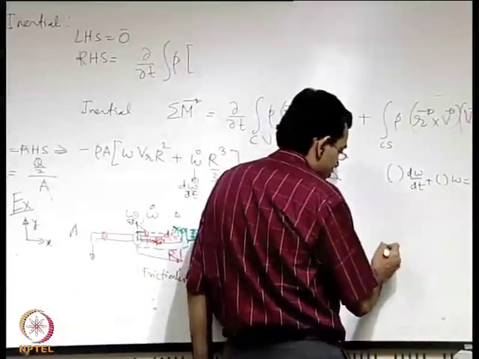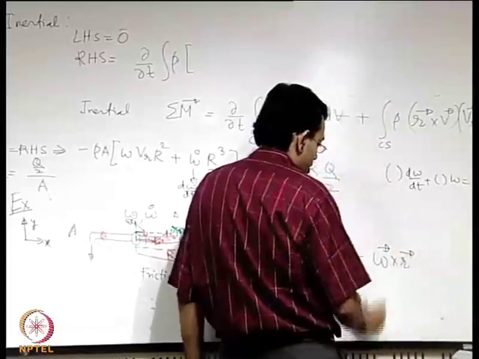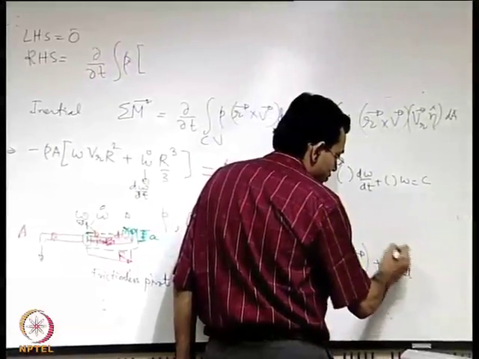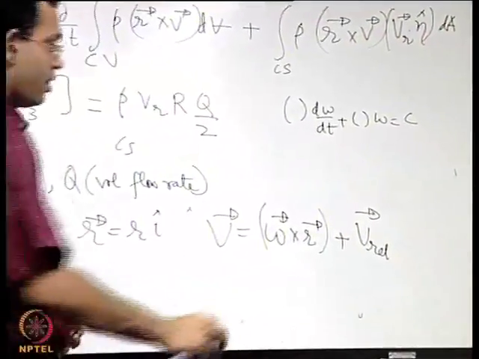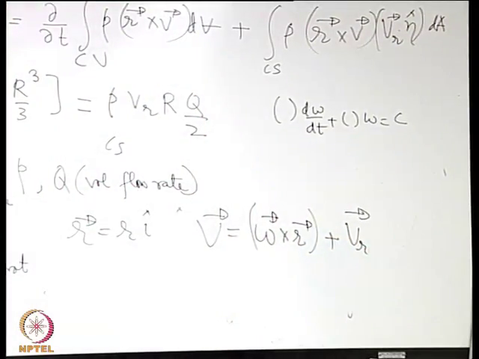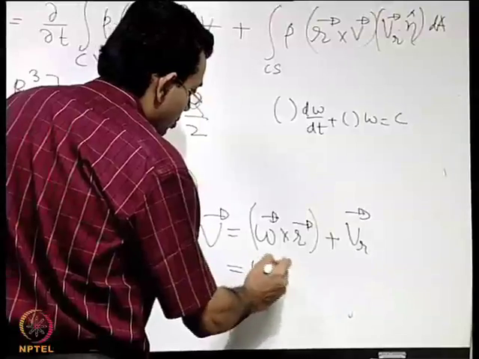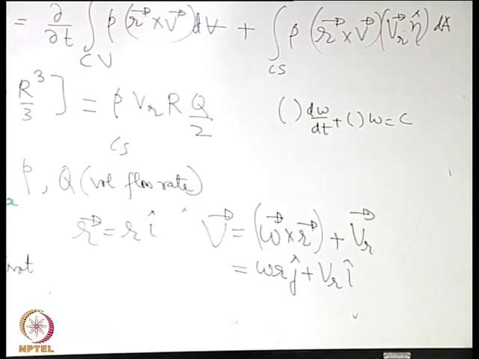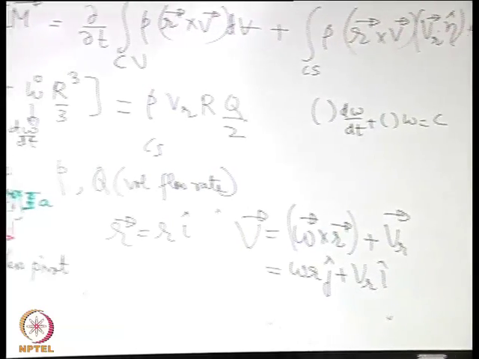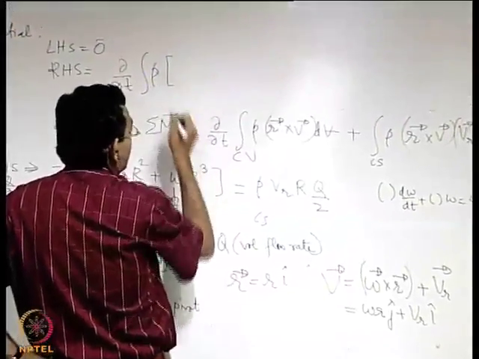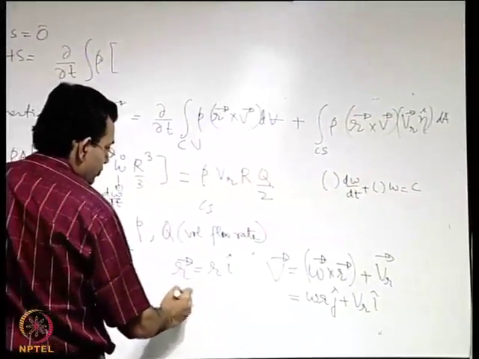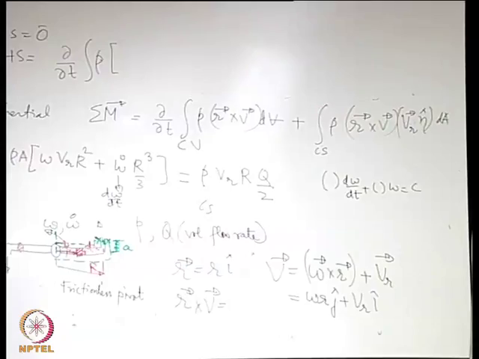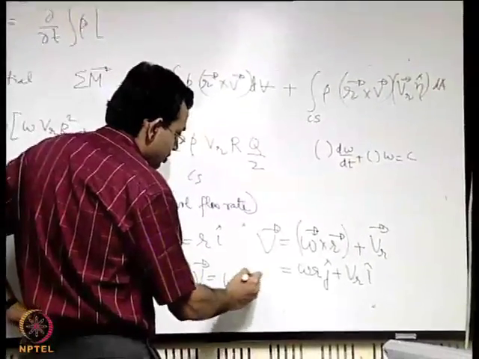So this is the velocity of the solid plus the velocity of the fluid, or V relative or V R. So this is omega r j plus V R i, right. So we substitute that, but before substituting, maybe it is useful to find out how it is r cross V. So that is omega r square k.